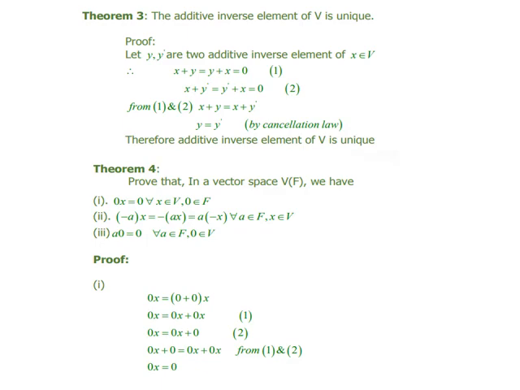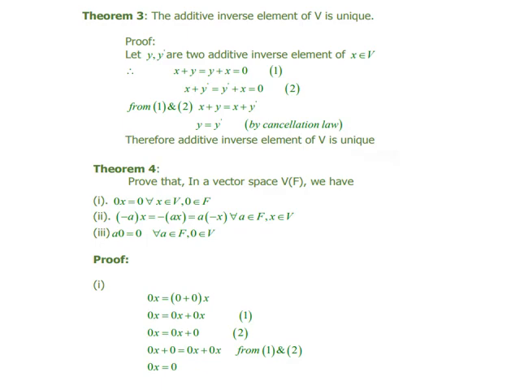Now from these two equations we get x plus y is the same as x plus y dash. Again using the cancellation law, cancel x on both sides to give y equal to y dash. Thereby we get that the additive inverse for any element can be only one element, not more. Okay, so now the next theorem.